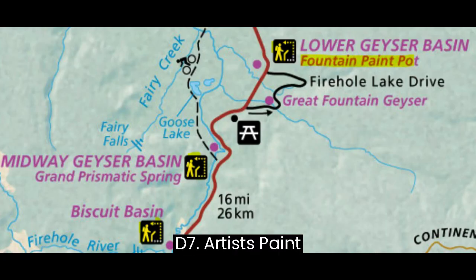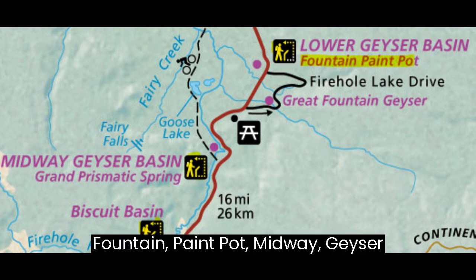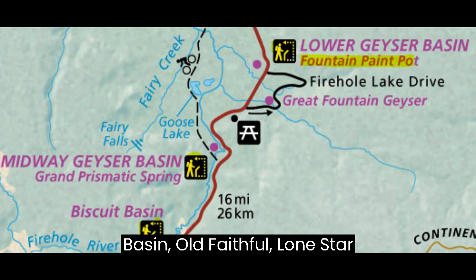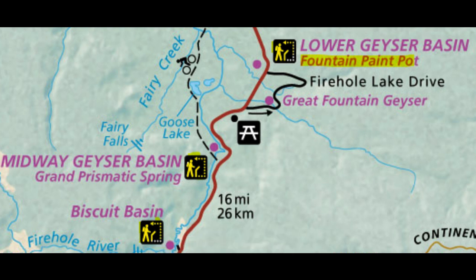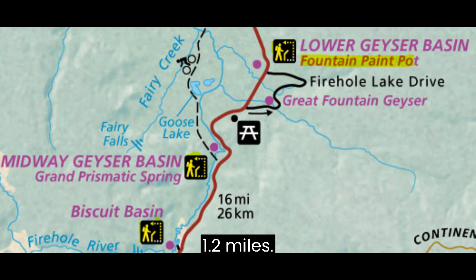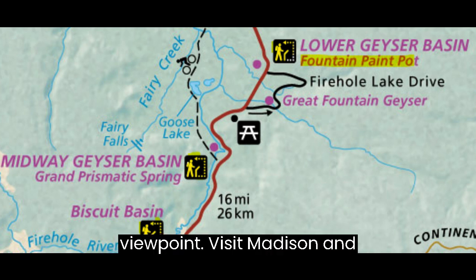Day 7. Artists' Paint Pots, Gibbon Falls, Madison, Fountain Paint Pot, Midway Geyser Basin, Biscuit Basin, Black Sand Basin, Old Faithful, Lone Star Geyser, Craig Pass. Explore the Artists' Paint Pots area, 1.2 miles. Stop at Gibbon Falls and enjoy the viewpoint.